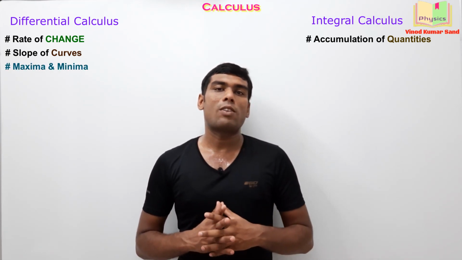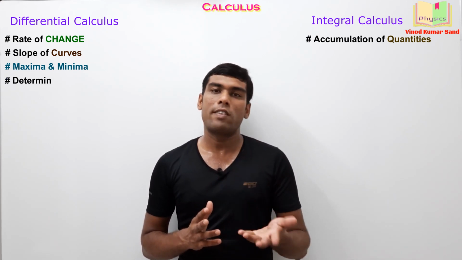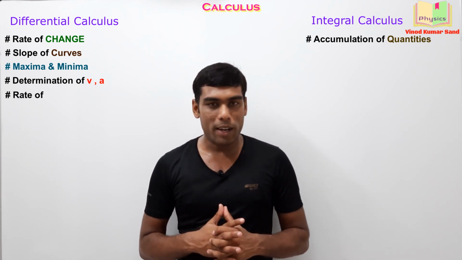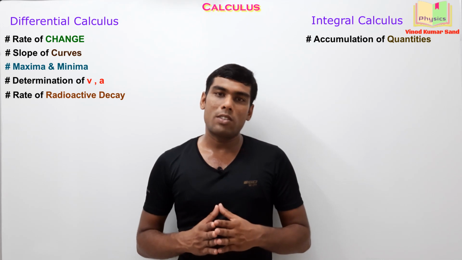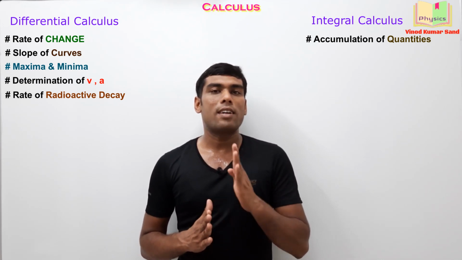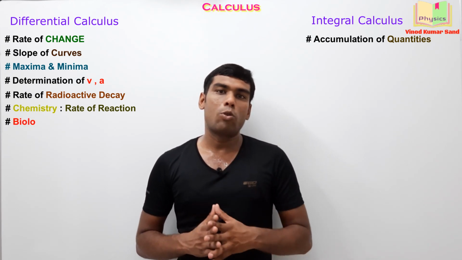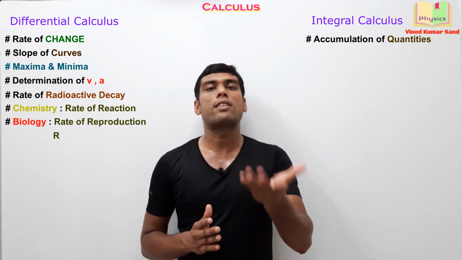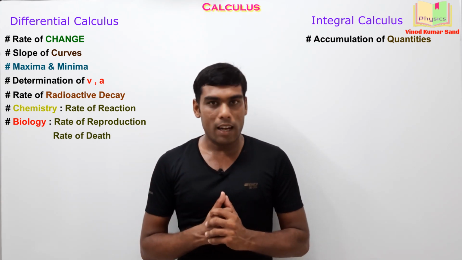The differential calculus can be used in physics for determining the velocity, for determining the acceleration, for determining the rate of the radioactive decay. In chemistry, the differential calculus is used in determining the rate of reaction. In biology, if we go through the population dynamics, then we use the reproduction rate, the death rate. All these are the applications of the differential calculus.